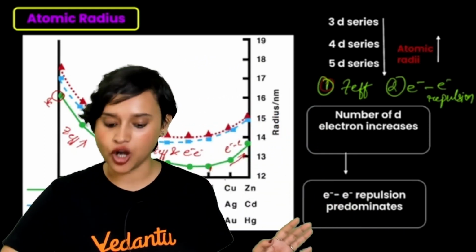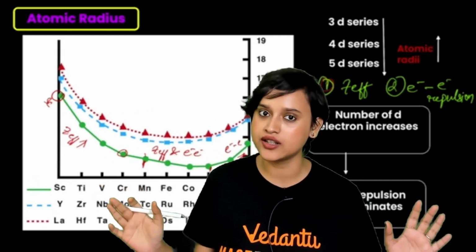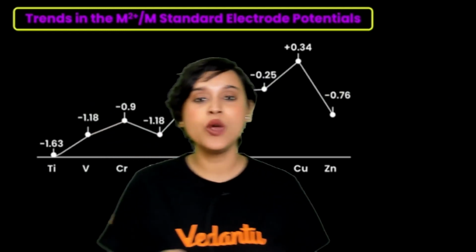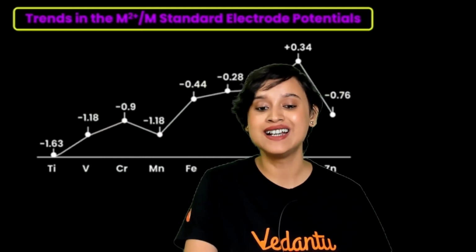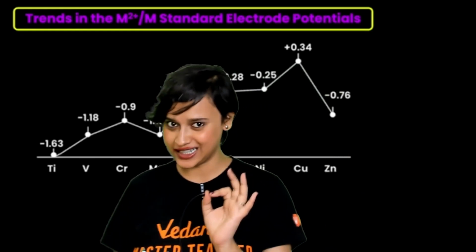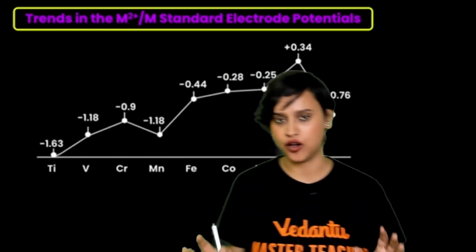So I hope that the trend of atomic radii is absolutely clear to you, my dear students. Yes, let's move ahead then. Now we will understand something called trends in standard electrode potential. Now this might be just a little difficult for you, so please try and understand. Don't look at the trend now.